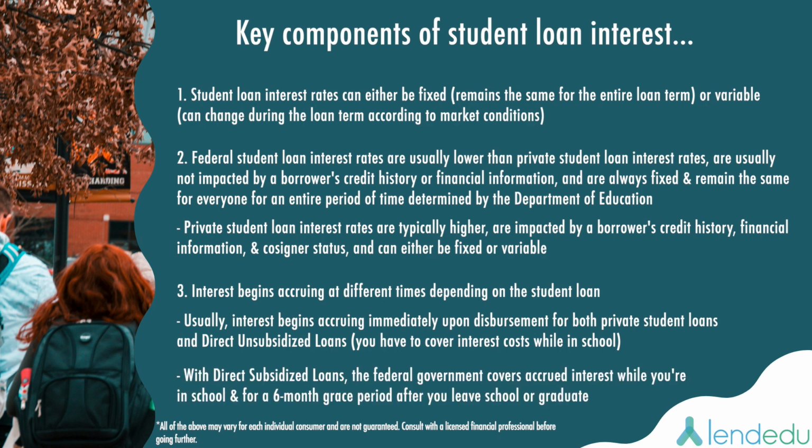But with direct subsidized loans, the federal government covers accrued interest while you're in school and over a 6-month grace period after you leave school or after you graduate. Once the 6 months are up, you have to begin repaying the student loan with interest. Generally speaking, you will usually end up paying less for a direct subsidized loan compared to a direct unsubsidized loan because with the former, you don't have to cover interest costs while in school and for 6 months after leaving school. If you understand how student loan interest works, then you should have a huge advantage when it comes to student loan repayment.